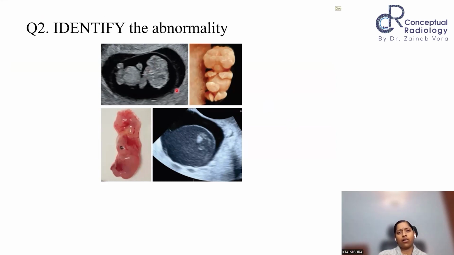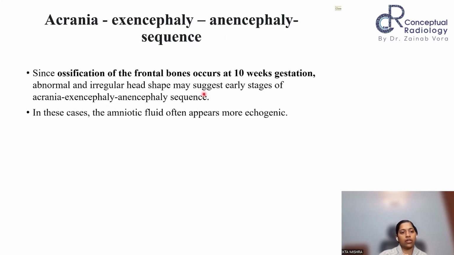This is an 8-9 week baby. Great. We have just started seeing the limbs. And now the shape of the head is lost. Ossification of the cranial bones, the calvarial bones, occurs at 10 weeks of gestation. So after 10 weeks, if you are not able to see the vault, then it's pathological. An abnormal irregular head shape will guide you to the diagnosis of the acrania-exencephaly-anencephaly sequence.